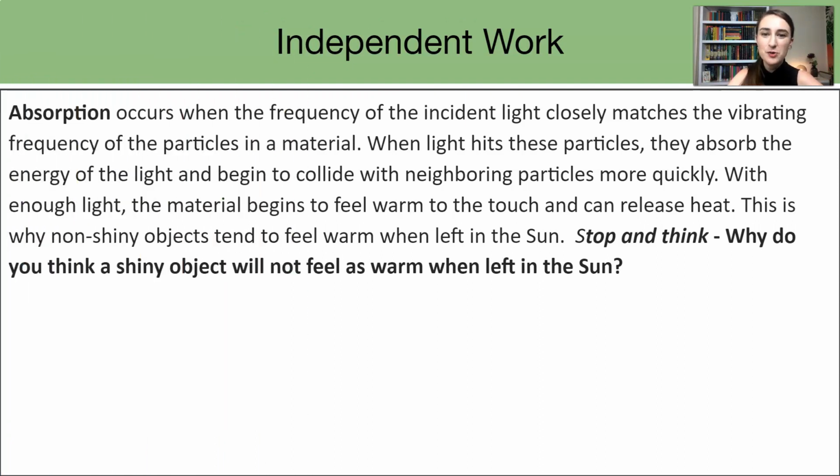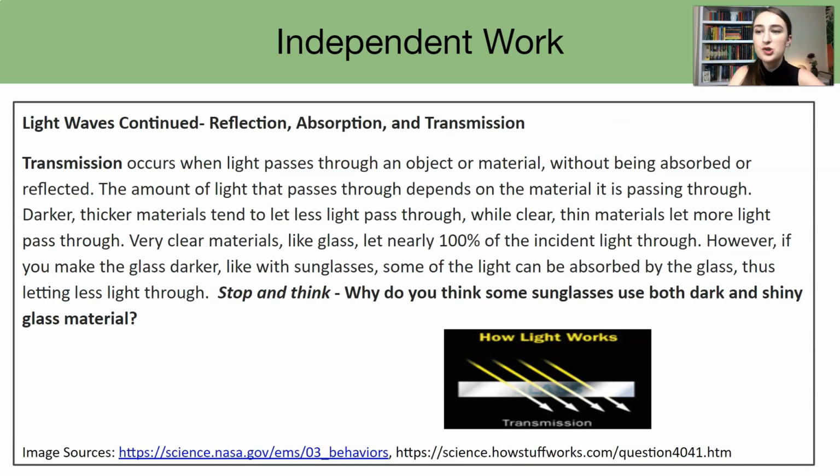Cool. Hopefully you have your notes and your answer to that stop and think question. Let's move on to transmission. Transmission occurs when light passes through an object or material without being absorbed or reflected. The amount of light that passes through depends on the material. Very clear materials like glass let nearly 100% of the incident light through. However, if you make the glass darker, like with sunglasses, some of the light can be absorbed by the glass, thus letting less light through.